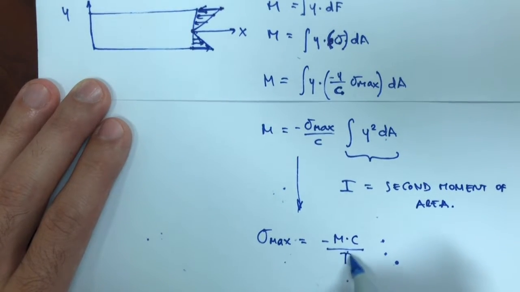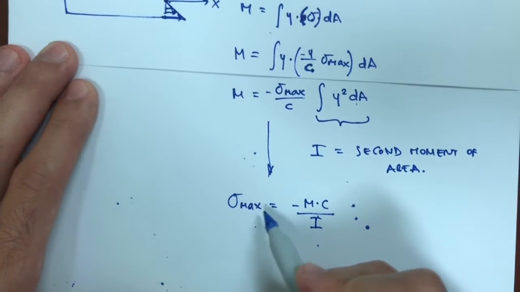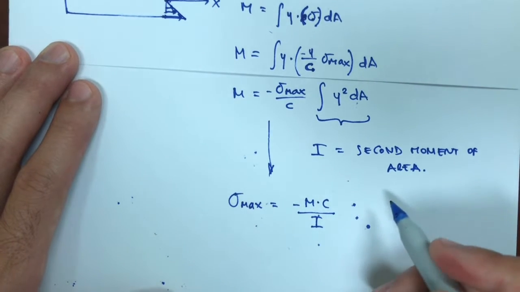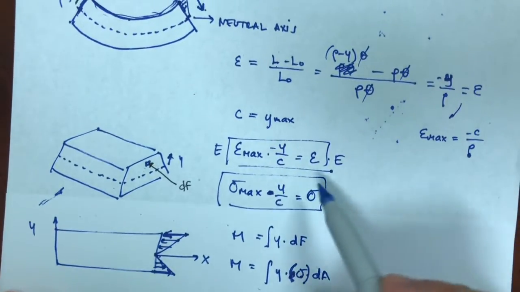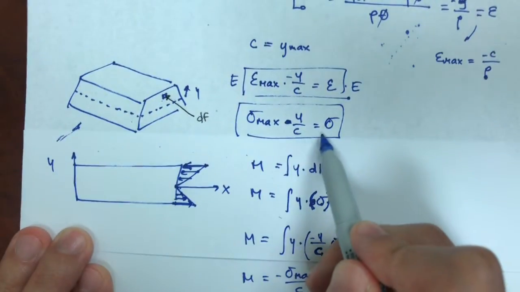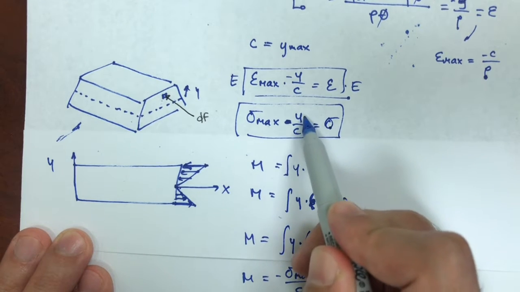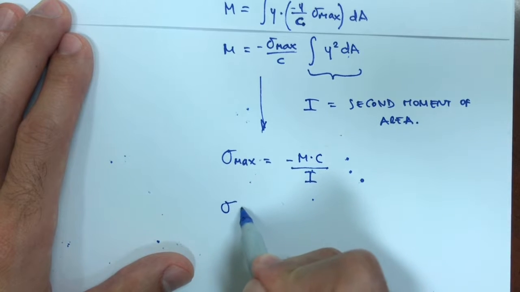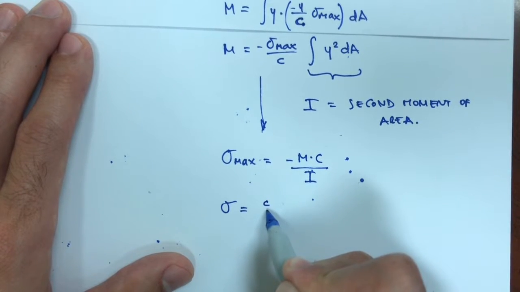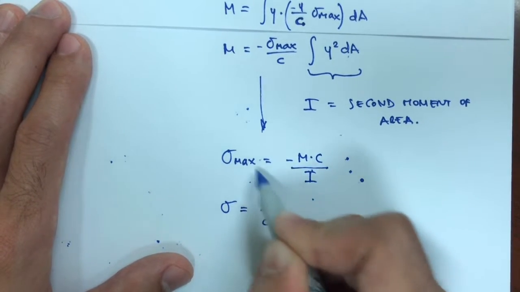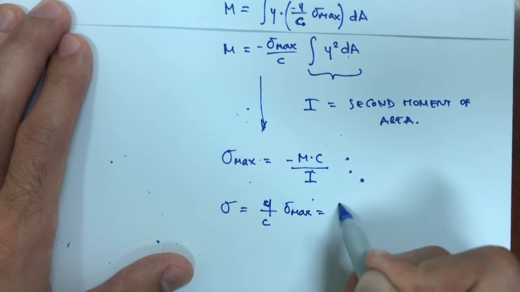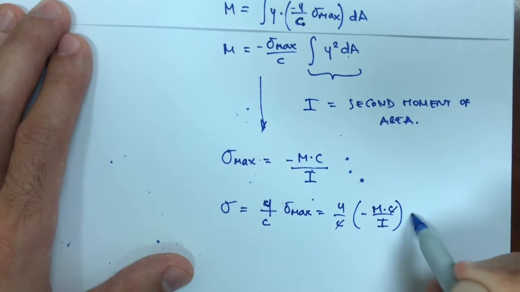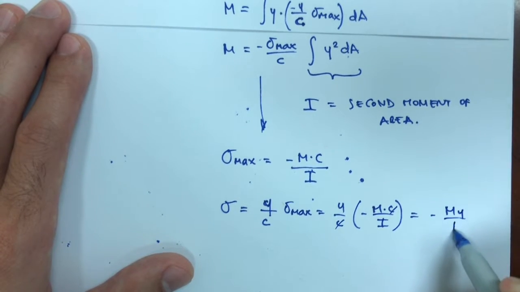Okay, and if I don't want the maximum, if I just want to find the sigma at some point between the neutral axis and the maximum, I can just use this relationship here again. So if I don't want the maximum but just some sigma, it would just be y over C times my sigma max. The C's go away, and this is just minus m y over I.